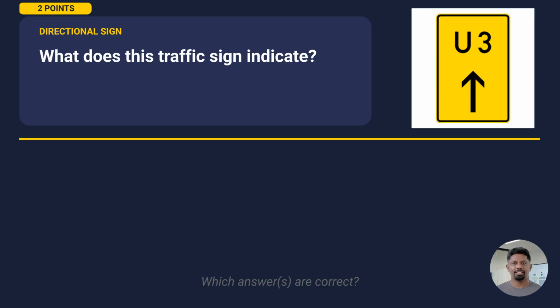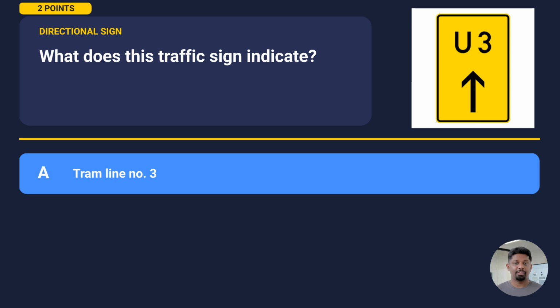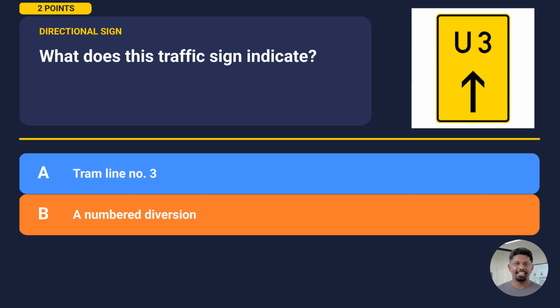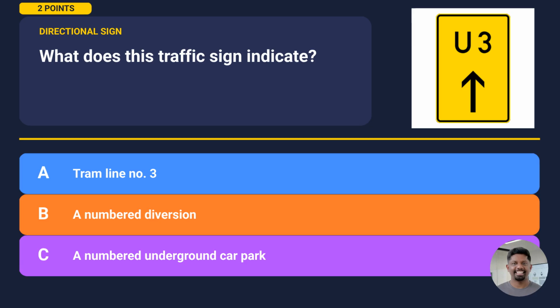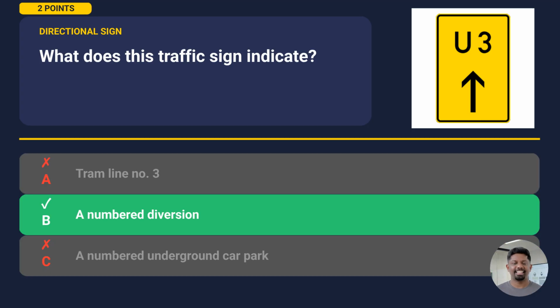Let's move on. What does this traffic sign indicate? Take a moment to look at the options. Option A, tram line no. 3. Option B, a numbered diversion. Option C, a numbered underground car park. Take your time, pause the video and think it through. Hit play when you're ready. The correct answer is B.